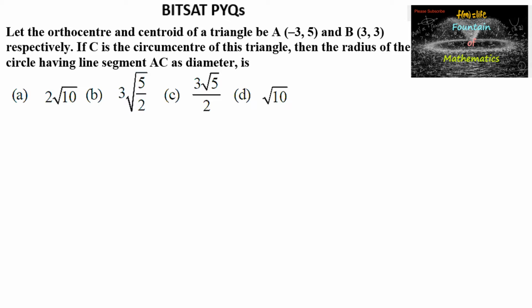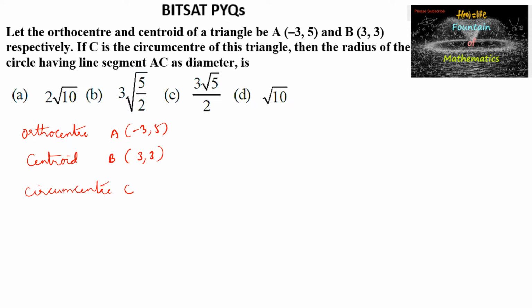Given the orthocenter of a triangle A is (-3, 5) and the centroid is given as (3, 3), and C is the circumcenter, and then we need to find the radius of the circle having line segment AC as the diameter. Means we need to find the coordinates of circumcenter C.